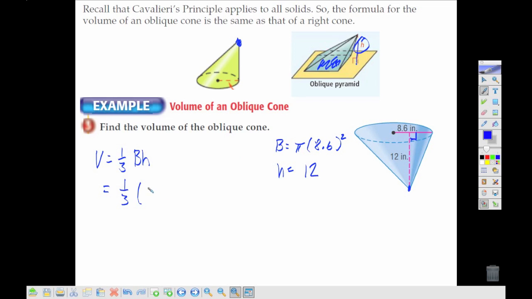This will work out to 73.96 pi times 12, which comes to about 929.4, and our units would be inches cubed.